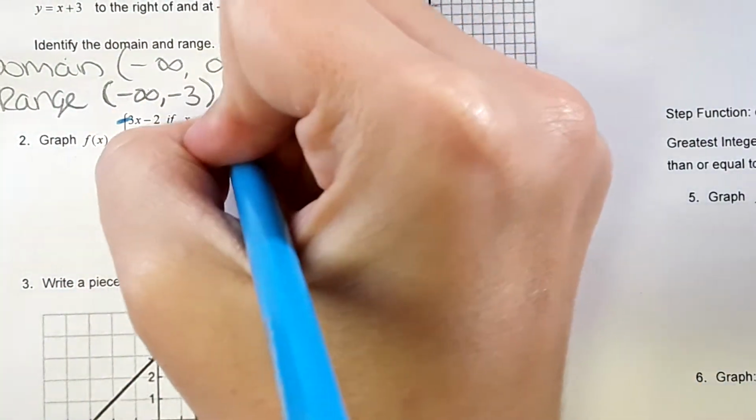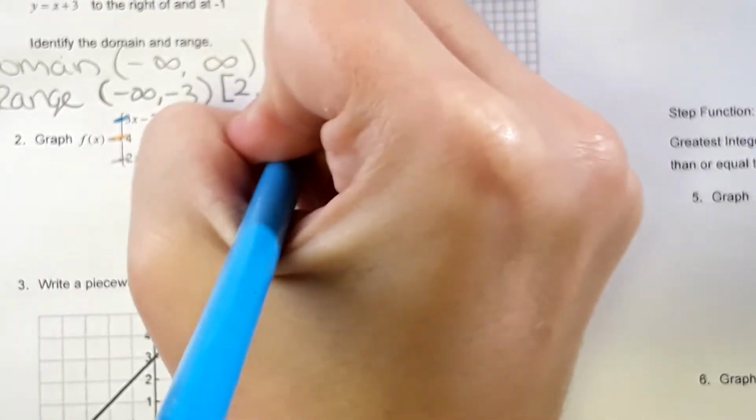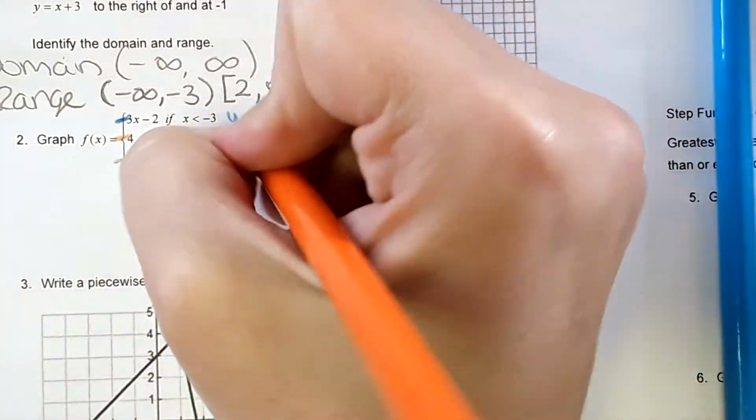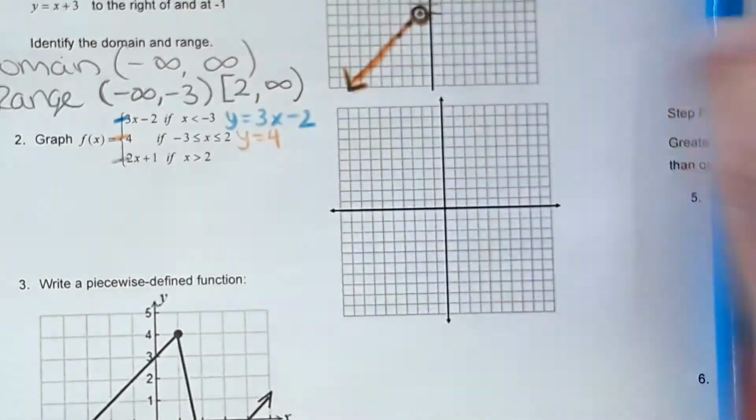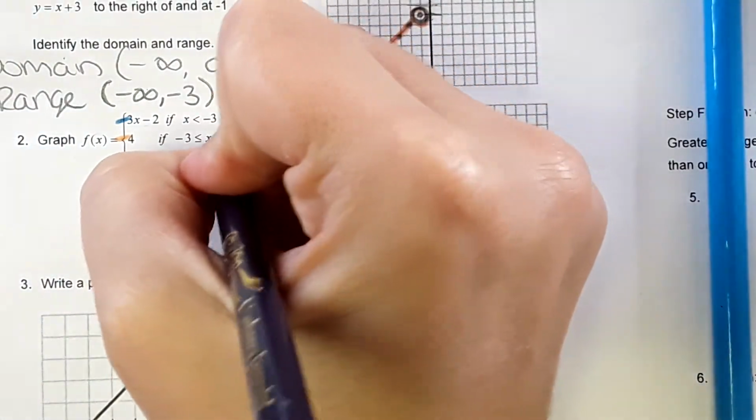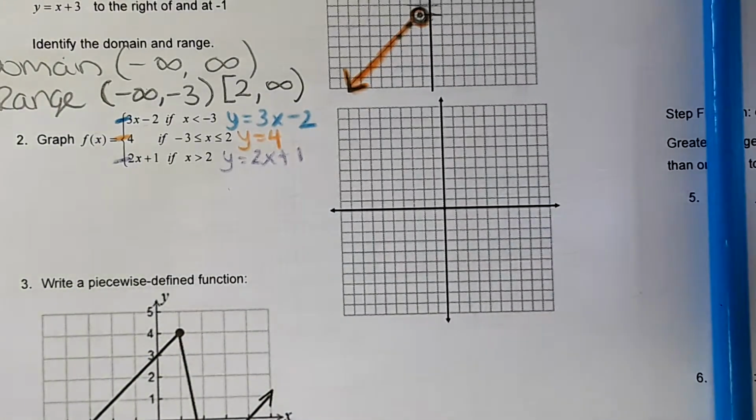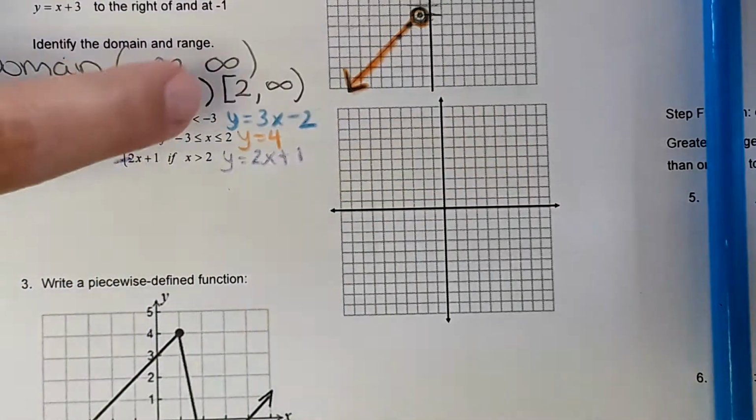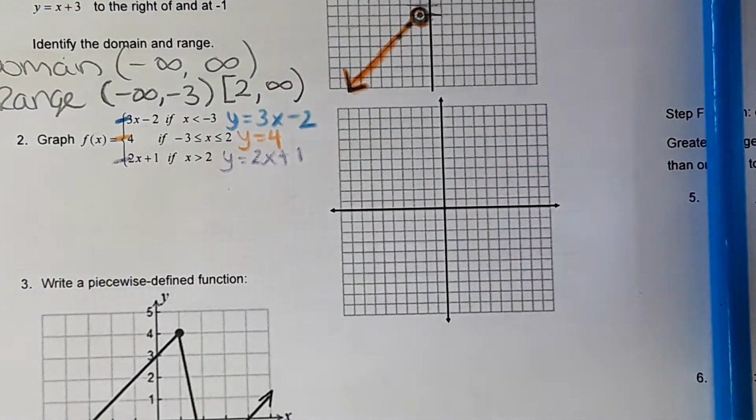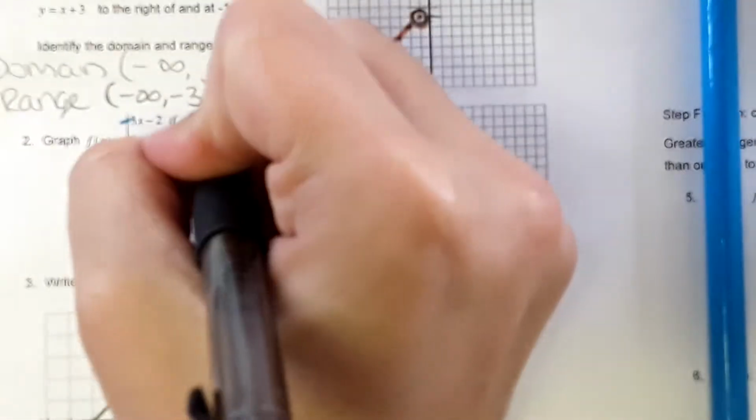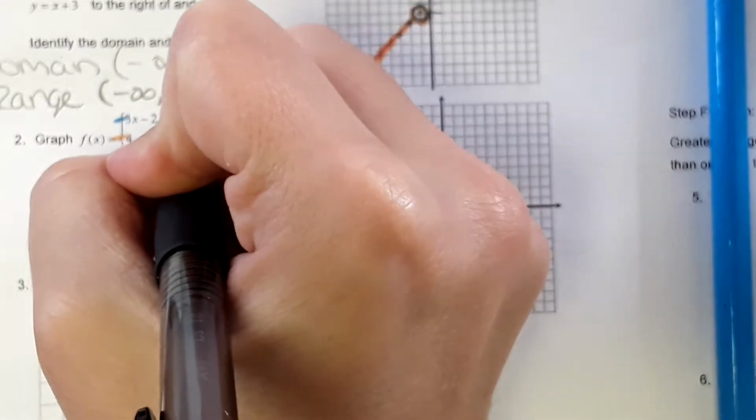So for blue, we're going to have y equals 3x minus 2. For orange, y equals 4. And for purple, y equals 2x plus 1. Now we have to identify which sections for what. There is a typo actually on this worksheet. This should be -2, and this should be -2.